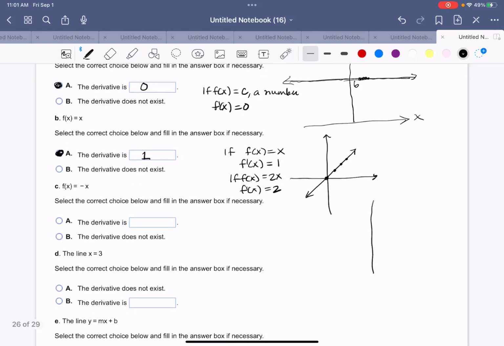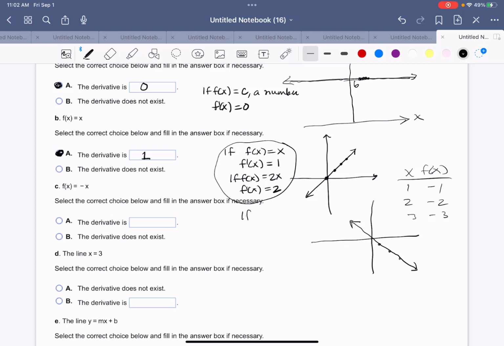f of x equals negative x, right? If you've got x and f of x, where this is 1, negative 1, 2, negative 2, 3, negative 3, your points are going to go like this. So that's a line with a slope of negative 1, and we can apply this same strategy from up here. If f of x equals c times x, where c is a number, f prime of x is always going to be c. So in this case, it'll be negative 1.